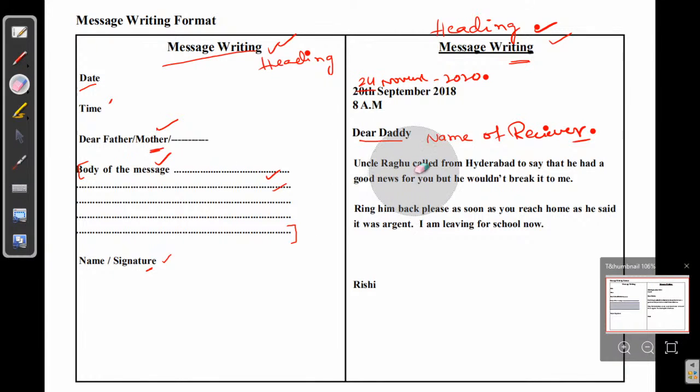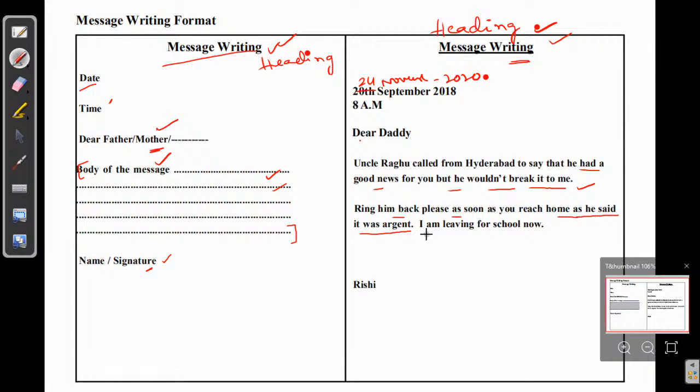I am reading out: Uncle Raghu called from Hyderabad to say that he had good news for you, but he won't break it to me. Ring him back, please, as soon as you reach home. As he said, it was urgent, not agent. Here the spelling is wrong. Urgent. I am leaving for school now.